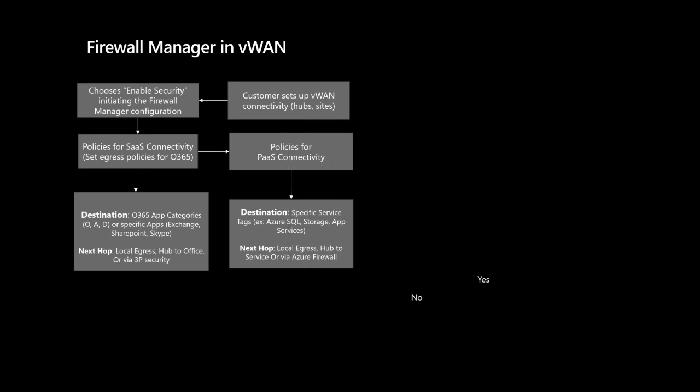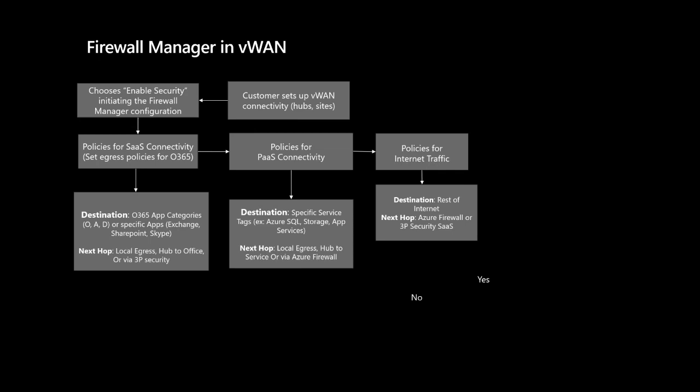The second set of policies which you can configure here is the policies for PaaS connectivity. So any PaaS services like Azure SQL, storage, app services, or key vaults, you can configure that. Again, you have multiple options as to how you want that connectivity to work, whether you want direct connectivity, whether you want it through the hub, or you want to go through the Azure Firewall.